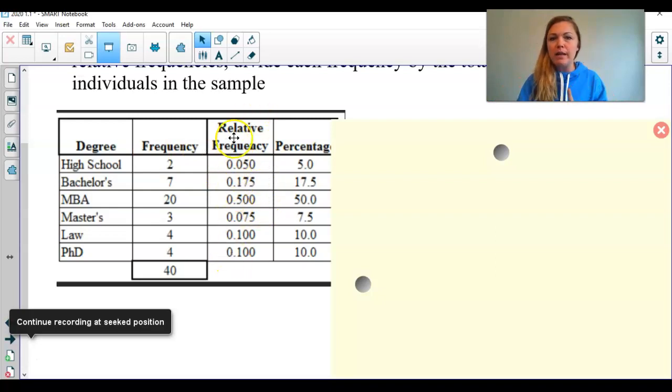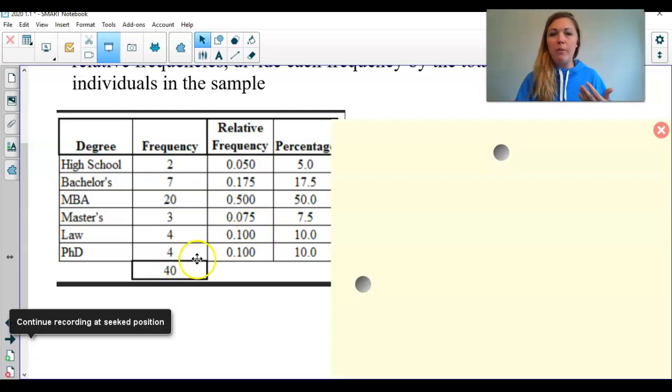So this is the relative frequency, and sometimes we just see a relative frequency table. So you can imagine that this would be gone here, and you would just see out of everyone sampled, 5% of them had a high school degree. 17.5% of them had a bachelor's. 50% of them had their MBA. 7.5% of them had their master's, so on and so forth.